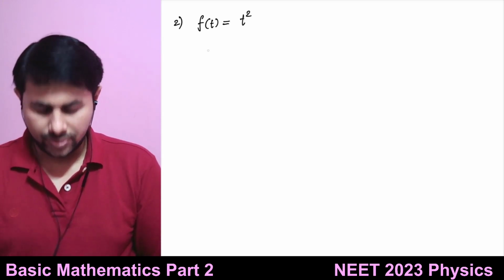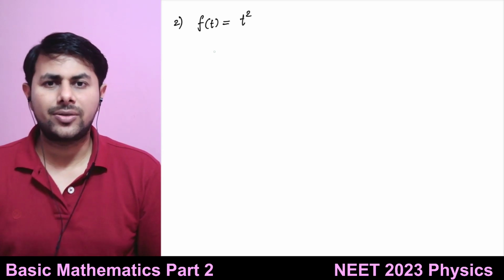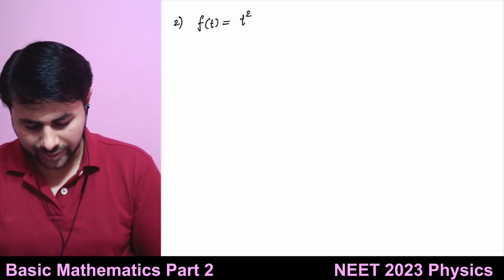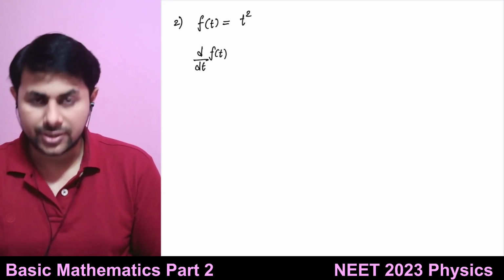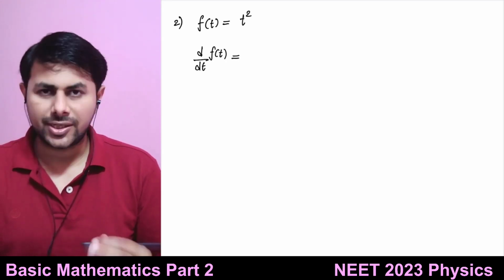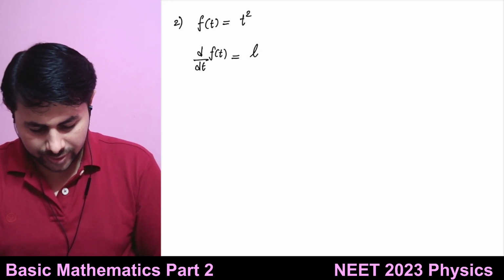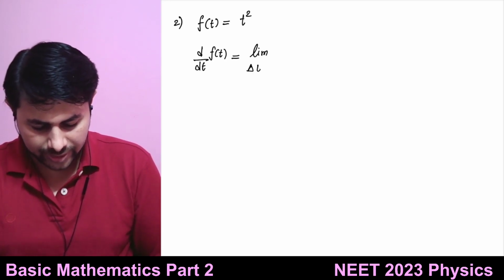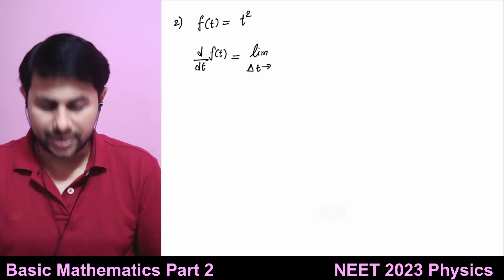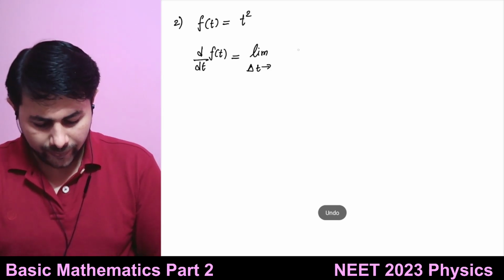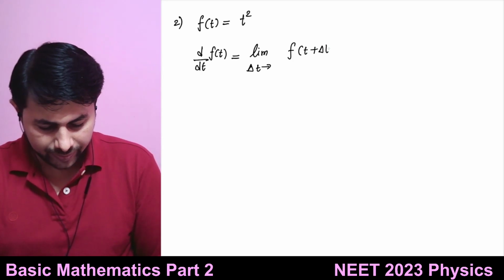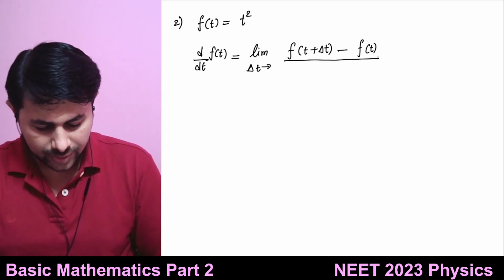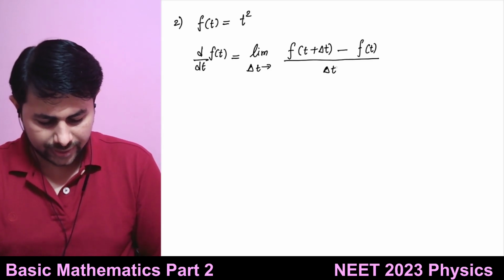Okay, so let's just write down our first principle of derivatives. So d by dt of this f of t, which is t square. The function is now t square. So just write down the first principle of derivatives. Limit delta t tends to 0. So it is f of t plus delta t minus f of t, divided by delta t.